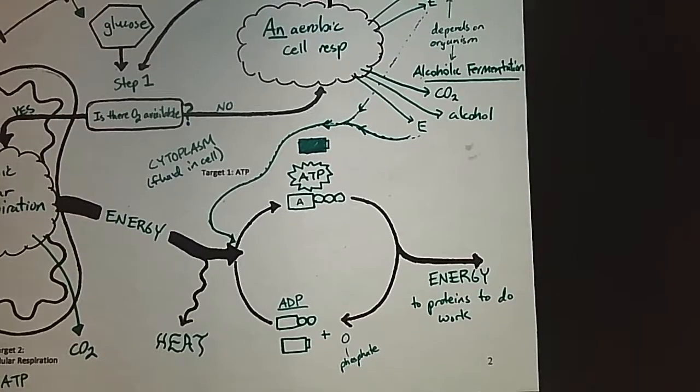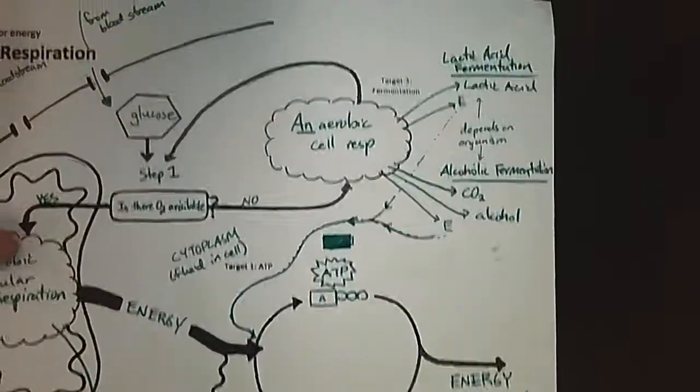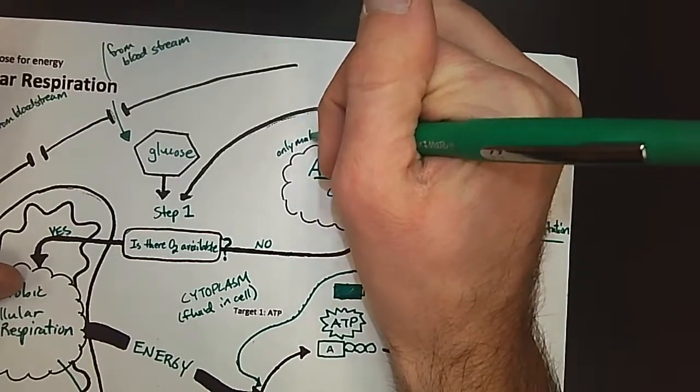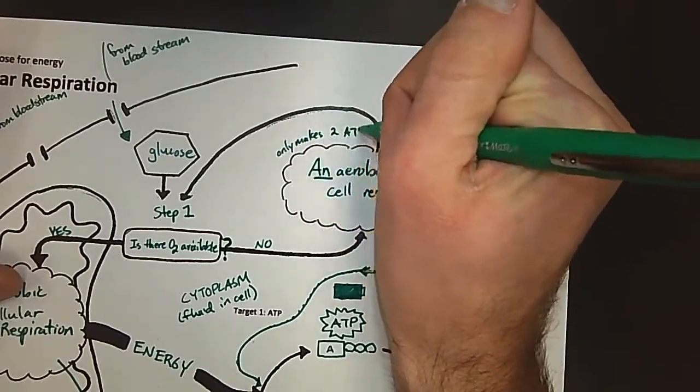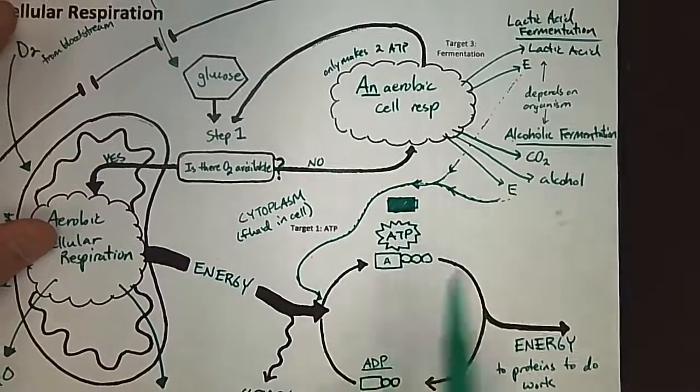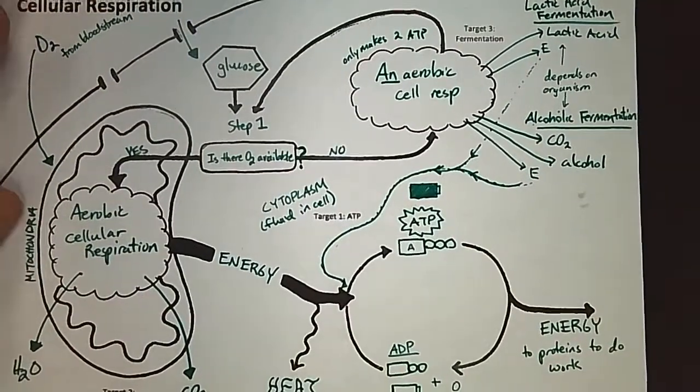However, anaerobic cellular respiration only makes 2 ATP. All right, so that's why I didn't draw my arrow as thick as this one right here, because I'm just not getting as much energy as aerobic cellular respiration.